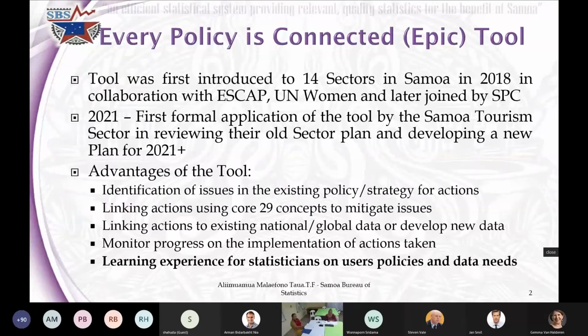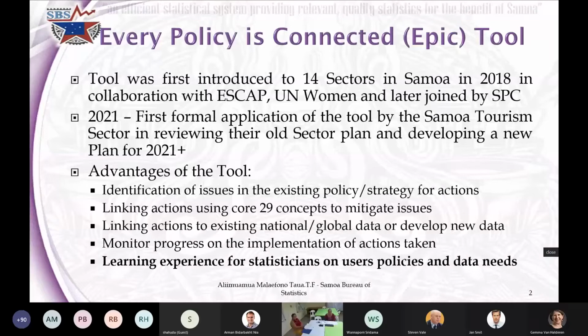So when we attended one of the ESCAP seminars in Bangkok way back in 2017, this new tool, Every Policy is Connected, or EPIC tool, was introduced, and we jumped at that opportunity because we knew that was something we were looking for, to bring together the producers and users of statistics. So the tool was first introduced in Samoa in 2018. We have 14 sectors of development.